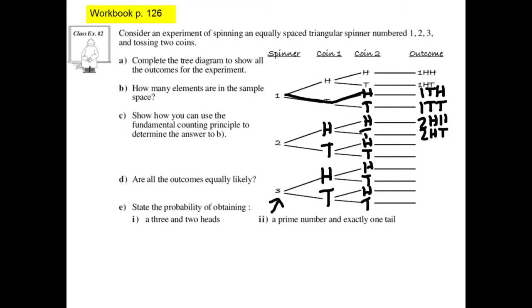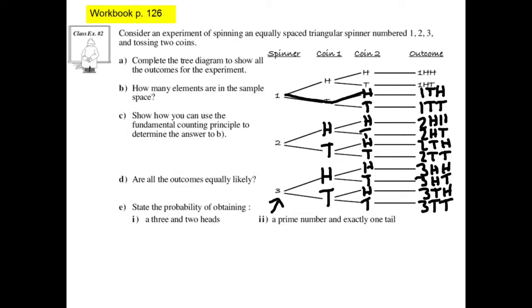Then we have 2 tails and heads. And 2 tails and tails. 3 heads and heads, 3 heads and tails, 3 tails and heads, and 3 tails and tails. So those are all your possible outcomes if you did a tree map like this.